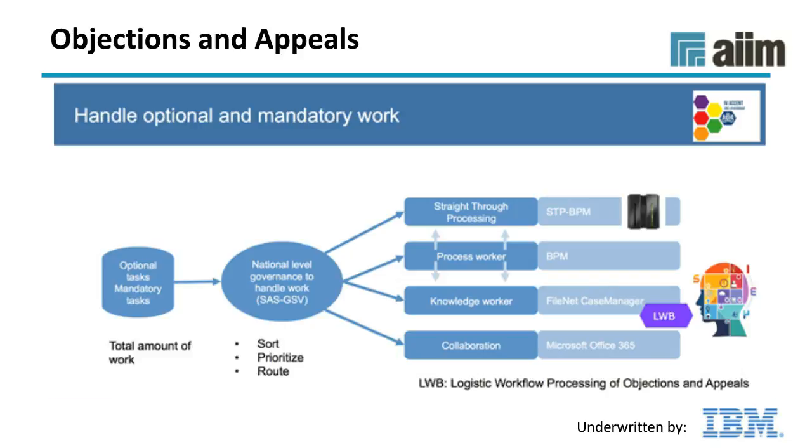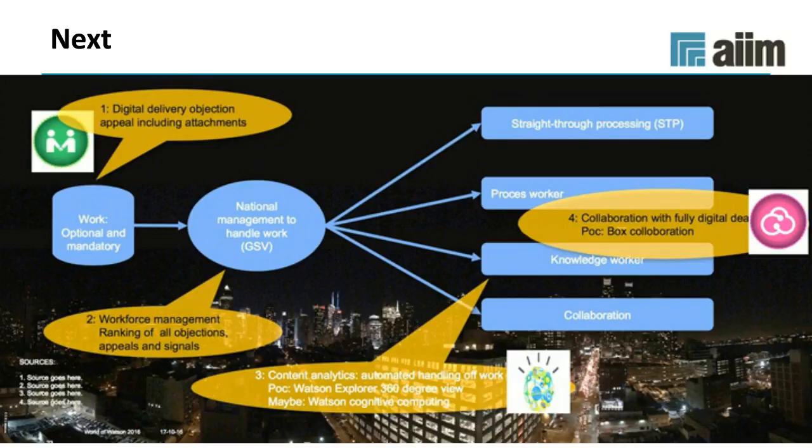So here's how they deal with objections and appeals. They have something like 4.5 million of them a year on 30 different types of taxes. So it's a serious issue. And when it is an appeal or an objection, it involves a knowledge worker here and something they call logistic workflow processing. And so this now launches a case, and that case, they can begin to deal with the exceptions and work it through. You've got the performance analytics to understand how they're doing and whether anybody needs help.